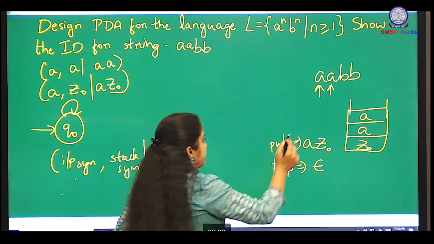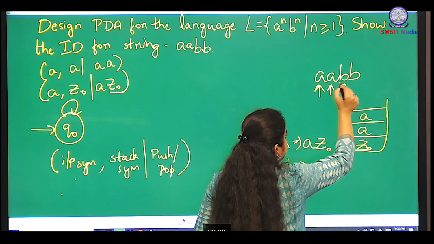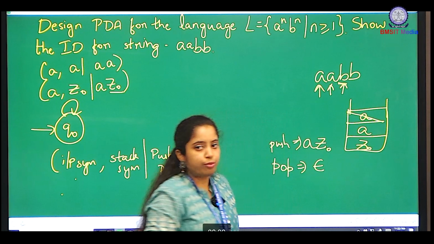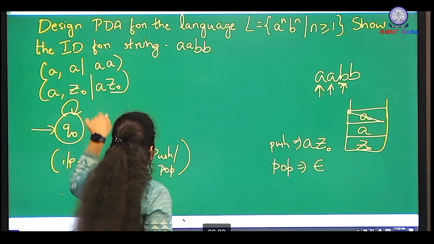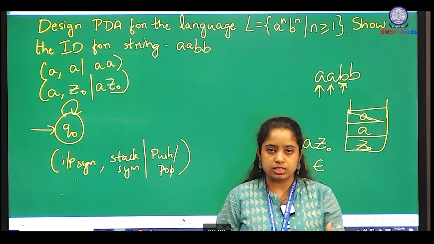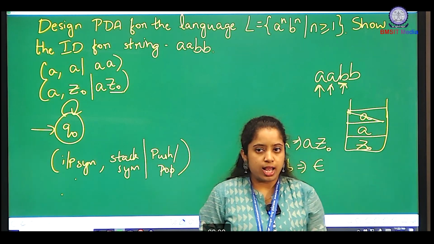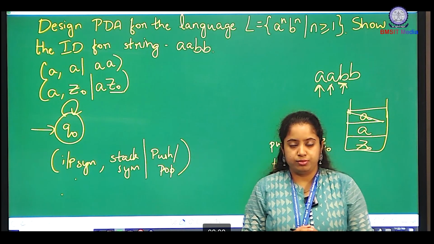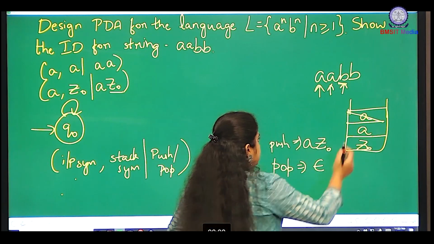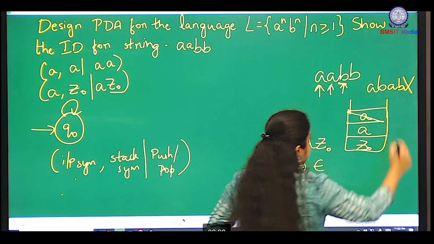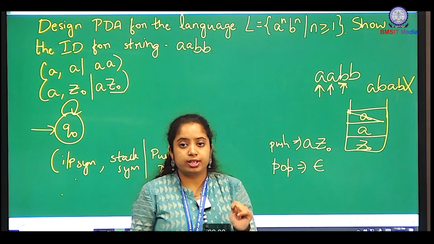Now you start reading B. When you read B, what should you do? You have to start popping. So can I write it in the same state? No. If I write that transition in the same state, what will happen is I can receive A's after B. That should not be the case, so AB is not accepted by this language, A power n, B power n.